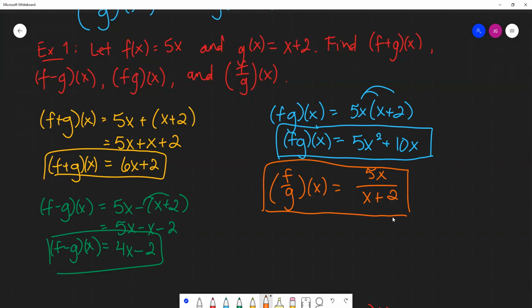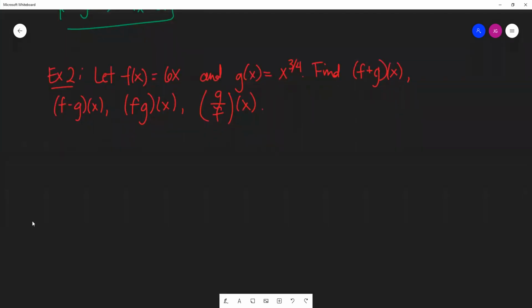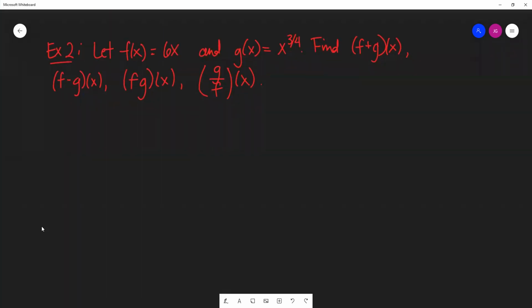But that's all we're gonna do for now. Just leave it as 5x over x plus 2, okay? So we're done with that example. Let's just keep practicing. It's all the same thing, okay? But let's just make sure we carefully read the instructions.